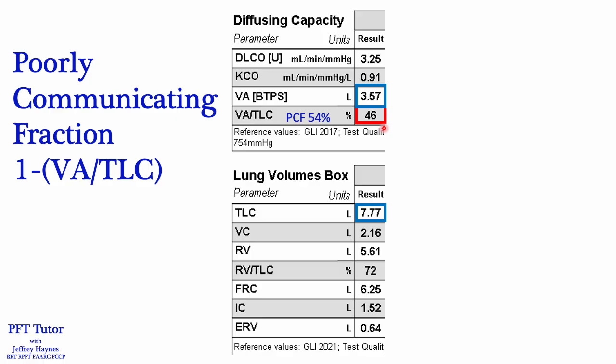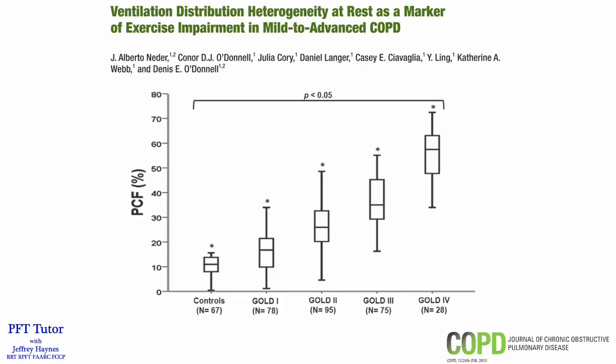The other way of expressing this is called the poorly communicating fraction, which is 1 minus the VA divided by the TLC. And so if the VA to TLC ratio is 46%, the PCF is 54%. And the poorly communicating fraction is actually a very good predictor of exercise intolerance in patients with COPD.